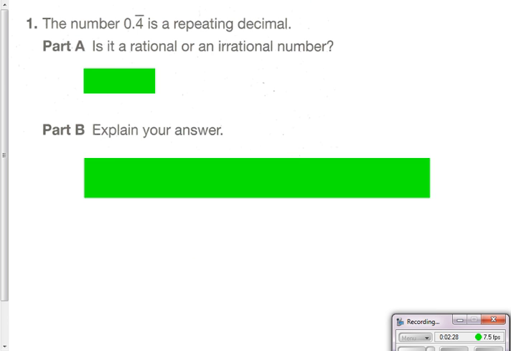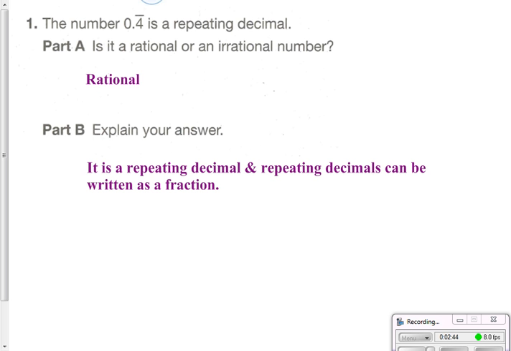Let's cover a few examples. Example 1, the number 0.4 repeating is a repeating decimal. Is it rational or an irrational number? Well, you should state that it is a rational number because every repeating decimal can be written as a fraction. Explain your answer. You simply explain that repeating decimals can be written as a fraction. So every repeating decimal can be written as a fraction.